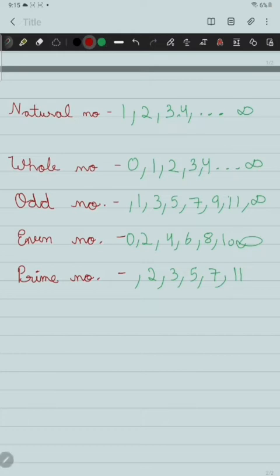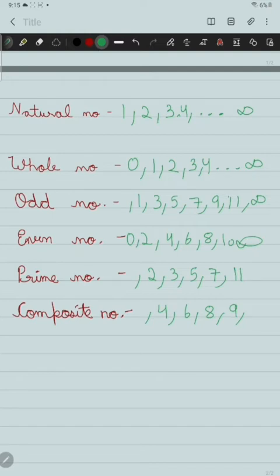Next topic is composite numbers. Composite numbers are the numbers which have more than two factors, such as 4, 6, 8, 9, etc., till infinity. These all are the composite numbers.